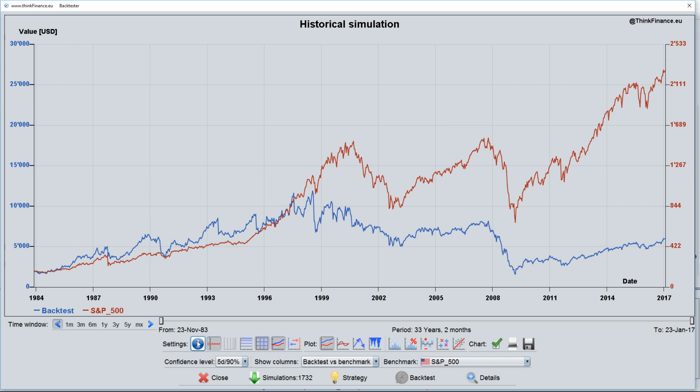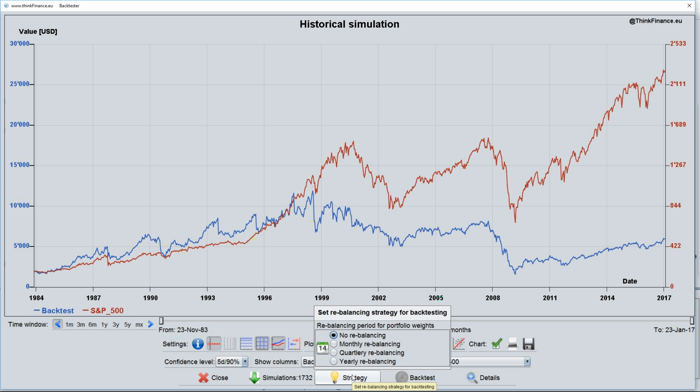Now, a very interesting function I would like to mention is the so-called strategy function down here. What this means is that the backtest that you see here was basically the current portfolio reevaluated back in time. Now, what you can do in the strategy function, instead of just taking the current portfolio back in time, is assume a regular rebalancing of the portfolio. For instance, if I choose yearly rebalancing, then the backtester will rebalance the weights in my book back to the original weights on a yearly basis. So thereby you can simulate rebalancing strategies over long periods of time.